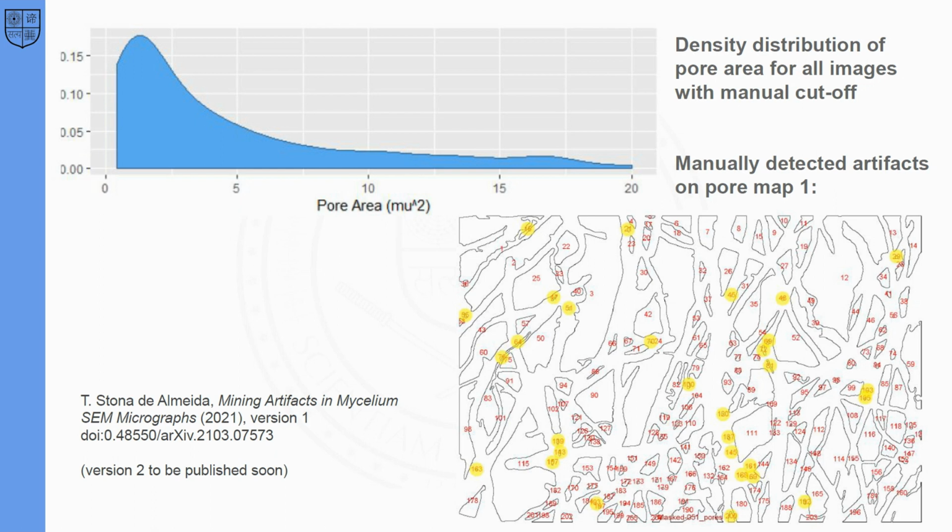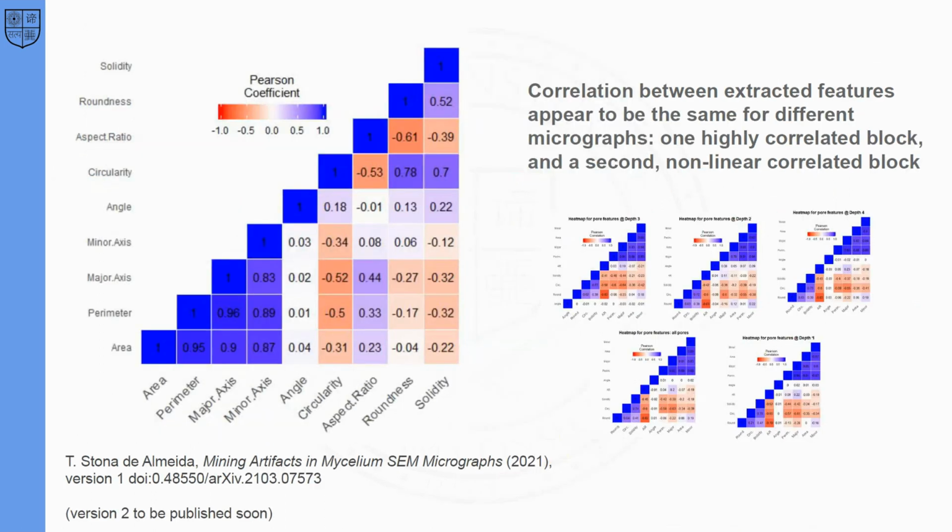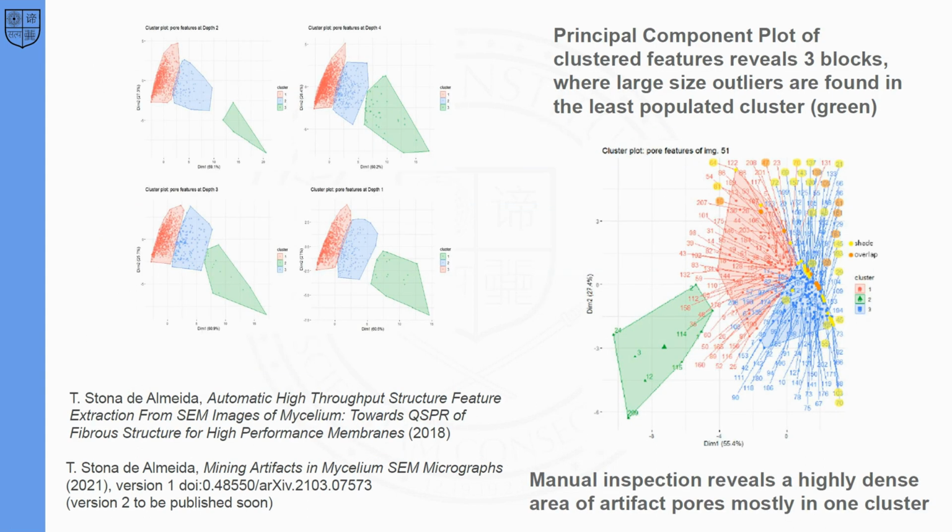I decided to inspect the pore map associated to the best segmentation and manually classify the artifact pores. I explored the set of pore features that DiameterJ extracted for the image and found that they were correlated enough for me to try to cluster and reduce the dimension of the feature space.